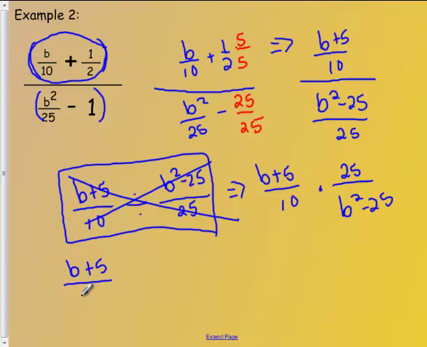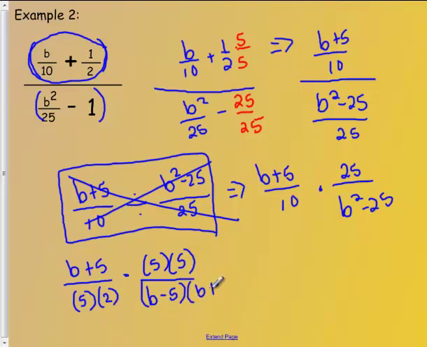I'm going to factor. B plus 5 does not get factored, but 10 can get factored into 5 and 2, because now we have to apply all our rules for multiplying and dividing fractions, which means we have to factor to cancel. So I'm taking my time here and factoring every numerator and every denominator as much as I can. Now I can do some canceling.